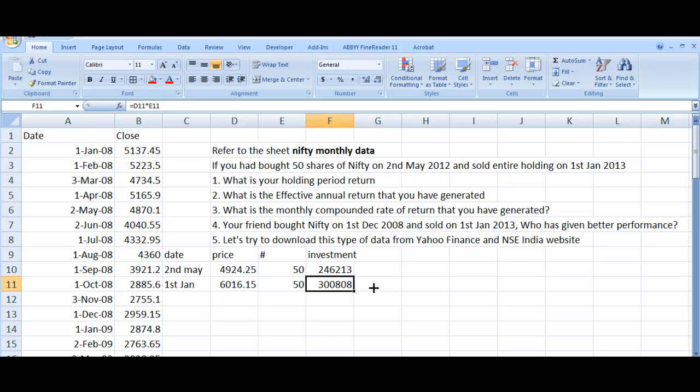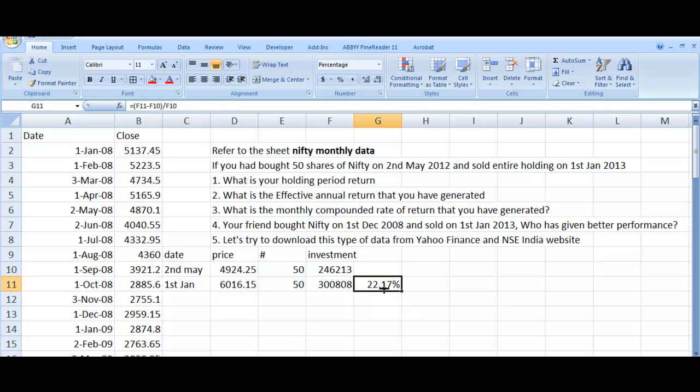So what is my return? Holding period return, they are asking. We know that holding period return will be equal to final value minus initial value, divided by initial value. So this is the 22% return that you have got. But please note that this return you have computed over how many months? From May to January, there are a total of 8 months. In 8 months you have generated this 22%.